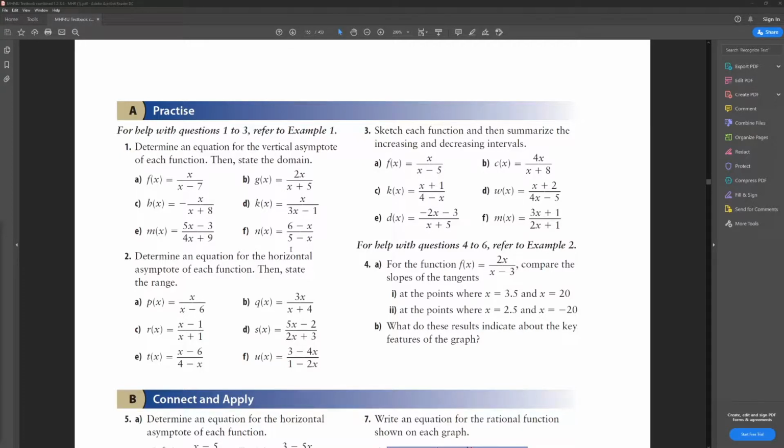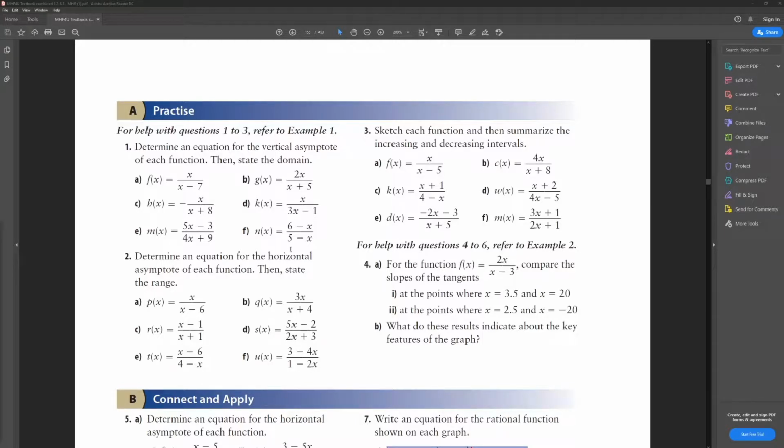Nothing difficult. Apply the equations I showed you today. That is why I didn't assign them. I assigned question 3 though, which asks you to sketch each function and summarize its increasing and decreasing intervals. So A, C, and E are the ones that I assigned to you. For each of them, again, you could apply the 4 equations I showed you.